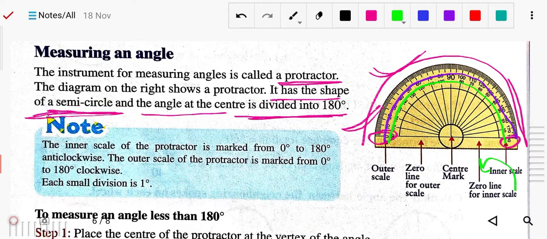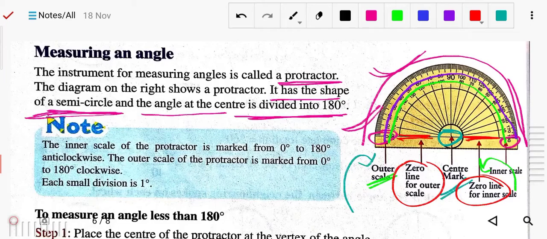Inner means the inside. The outer scale will always move like this, from left to right, on the outside. It depends on which side of the angle we are measuring, and you will understand this when we use the inner and outer scales. Also, you should know this point is called the center mark. This is the zero line for the outer scale, and this is the zero line for the inner scale.